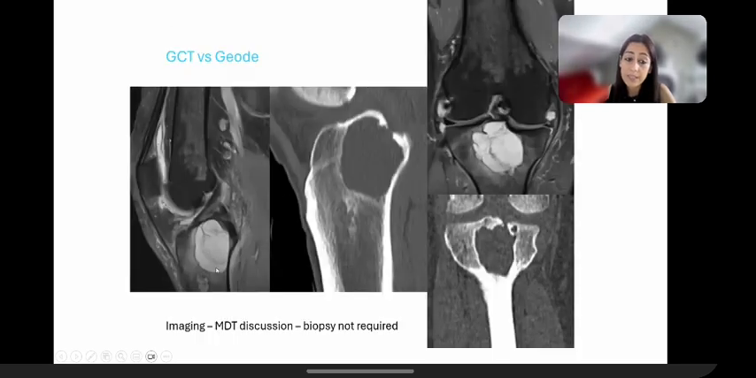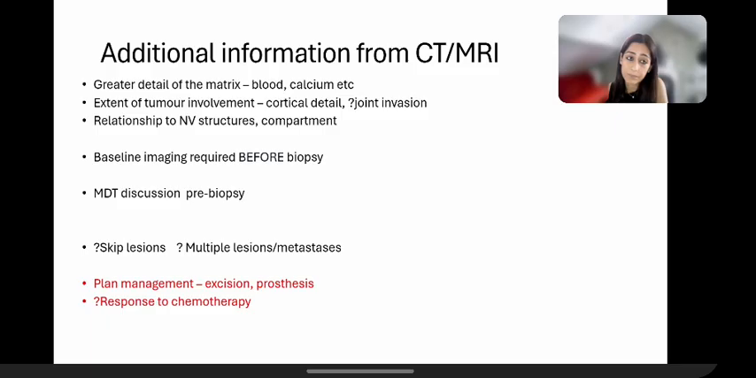And we do a CT and an MRI. And on the CT, you can see the discontinuation of the overlying subchondral bone. So this was not giant cell tumor. In fact, this was a large intraosseous cyst or geode. We discussed it in the MDT and we didn't really do a biopsy. There's no need for them. You can just simply ignore these lesions.